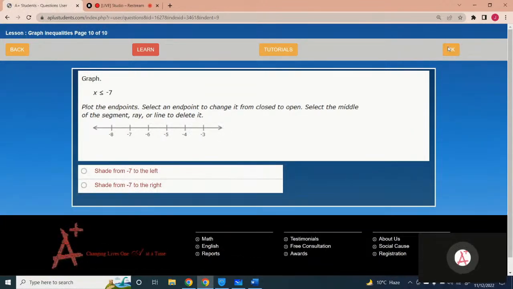Okay, x is less than or equal to negative 7. That would be the left hand side of the negative 7. Got it?